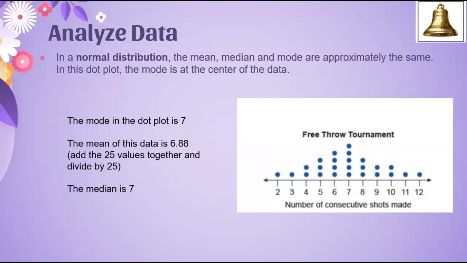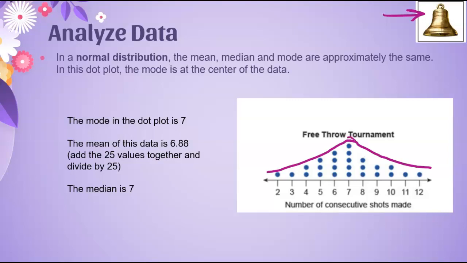So in a normal distribution, this is what this is. Remember, it's lower at the left, it gets higher in the middle, and lower on the right. It looks like a bell, like a bell curve. This is a normal distribution. In the normal distribution, the mean, the median, and the mode are often very close together. They're approximately the same. In this dot plot, the mode is in the very center of the data.